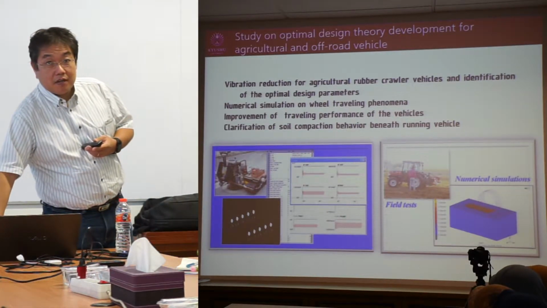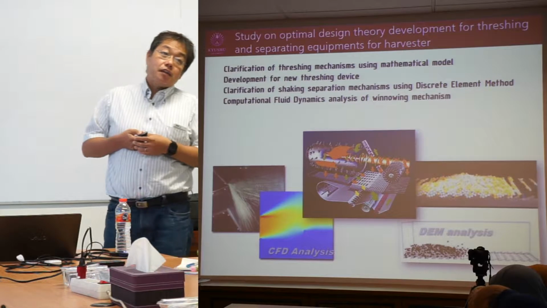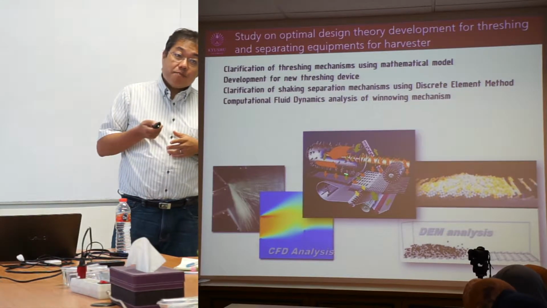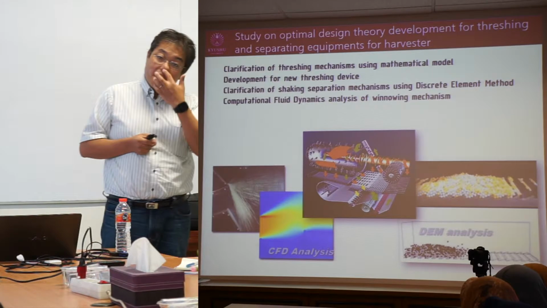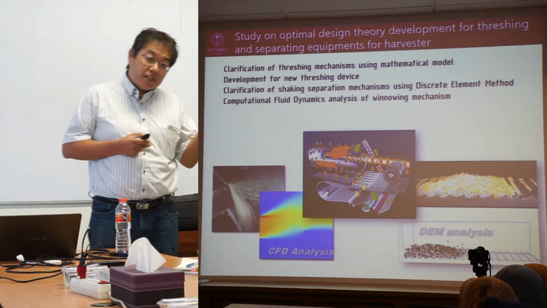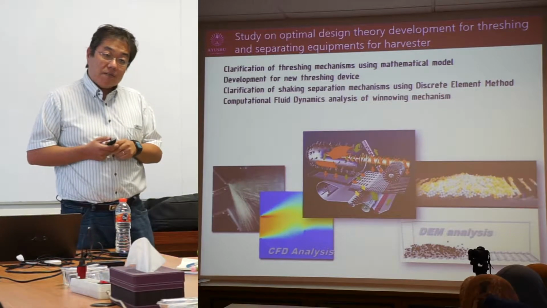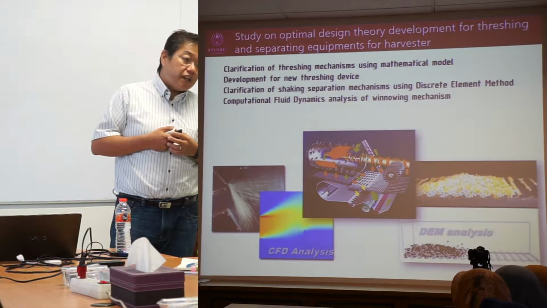That's numerical modeling of the soil compaction of the patterns. This is an optimal design of the combine harvester threshing part and shaking tables. This is the separation of the grains. So two types of separation method exist. One is the vibration separation. Second one is the wind separation fan. So in this part we use CFD analysis.